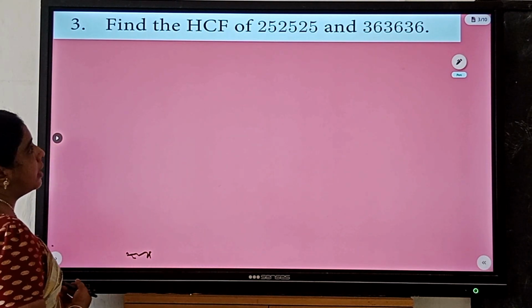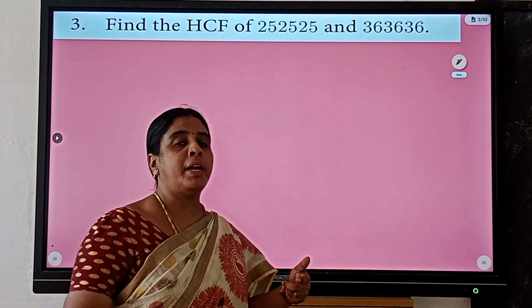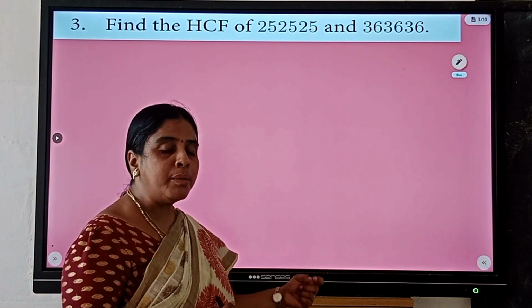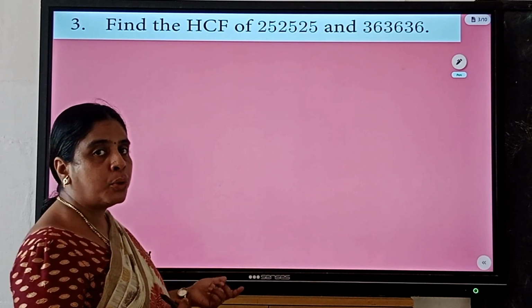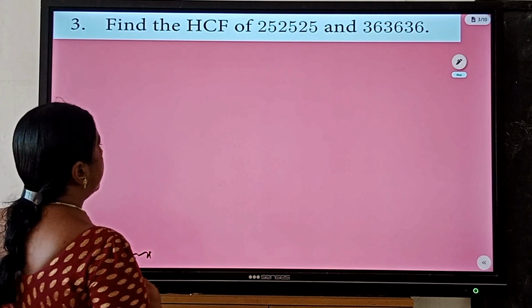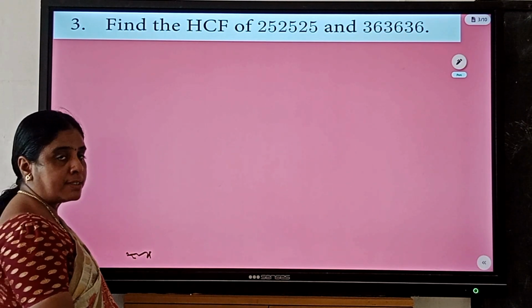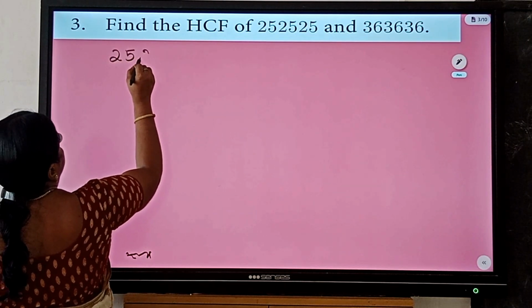Now here in this sum we can see that we have to find the HCF. Immediately we get reminded of the Euclidean division lemma. But since they have not mentioned the method of solving it, we will do it in a normal way of solving, that is finding the factors, like the prime factorization method. So we will factorize the number.